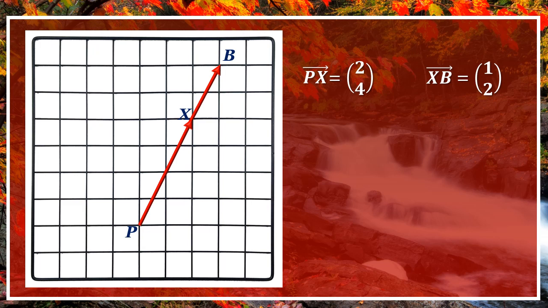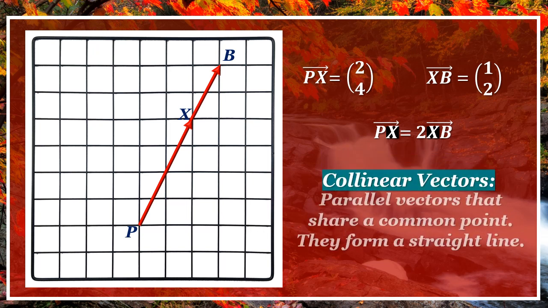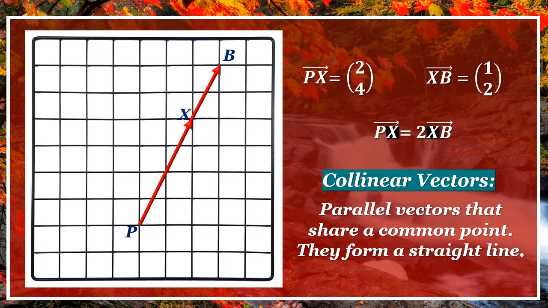So if you notice, PX would be 2 times XB, right? Or you could say XB is a half of PX. And notice too that they share the common point X. This is what we call collinear vectors. They're parallel vectors that share a common point. They form a straight line.